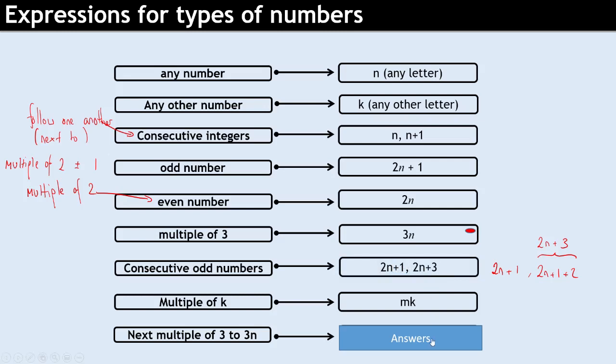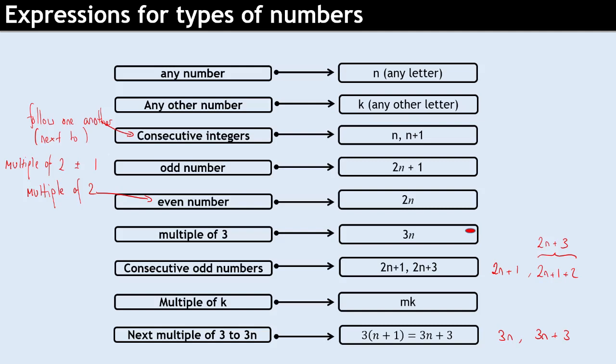Okay? And we can use the same idea almost to think about the last one. The next multiple of 3 to 3n. Well, if 3n is a multiple of 3, the next multiple of 3 would be 3n, add another 3. Or 3 lots of n plus 1.